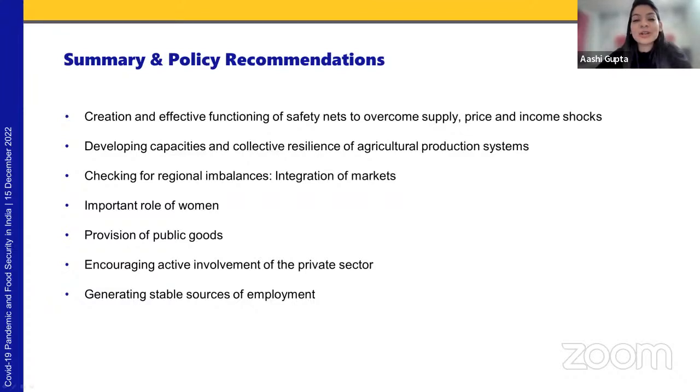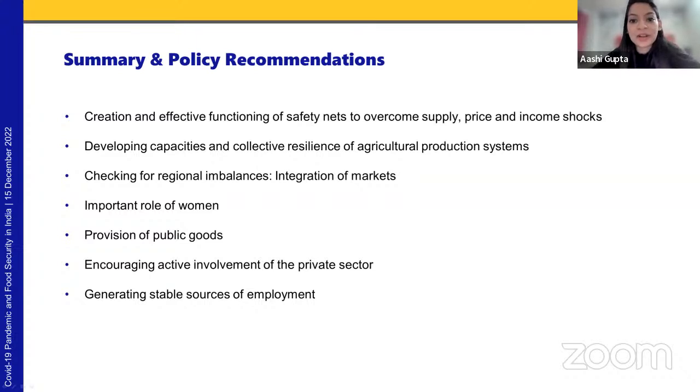Therefore, what is important is creation and effective functioning of supply chains as well as safety nets to overcome supply, price, and income shocks. So this may be done through larger allocation to MGNREGA to reduce the income shock and stabilize food consumption, and also to generate stable sources of employment.